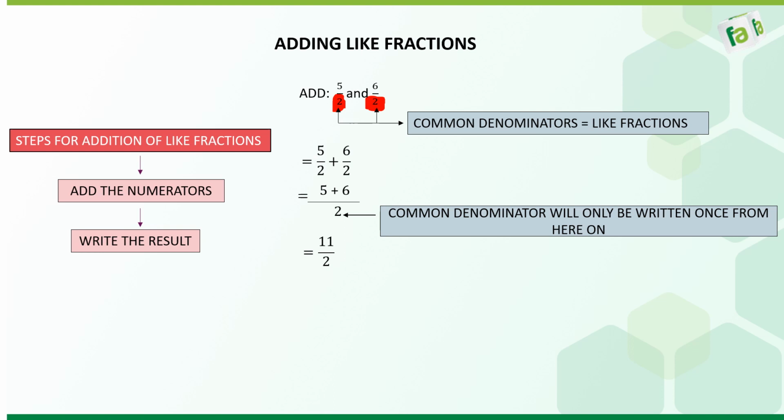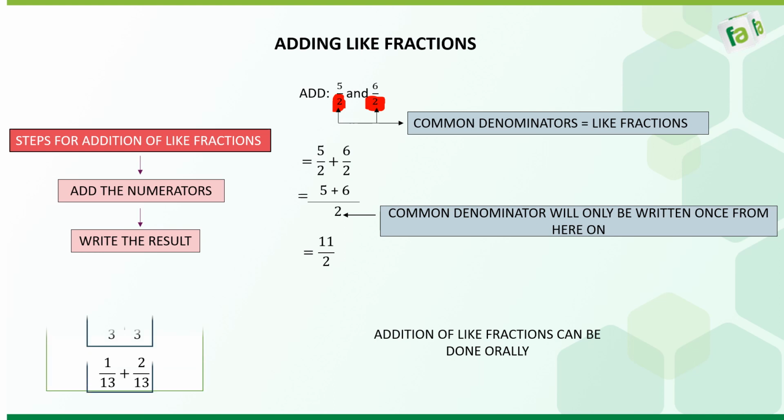As you can see, it is easy to add like fractions, as all we have to do is add the numerators to obtain our answer while the denominator remains the same. You can even do it orally. Can you tell me the answer of these questions? 4 by 3 plus 6 by 3 is equal to 10 by 3, and 1 by 13 plus 2 by 13 is equal to 3 by 13.